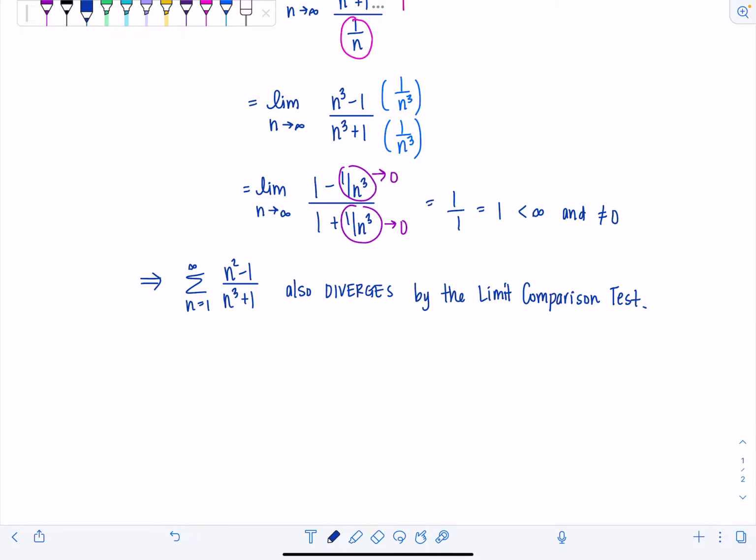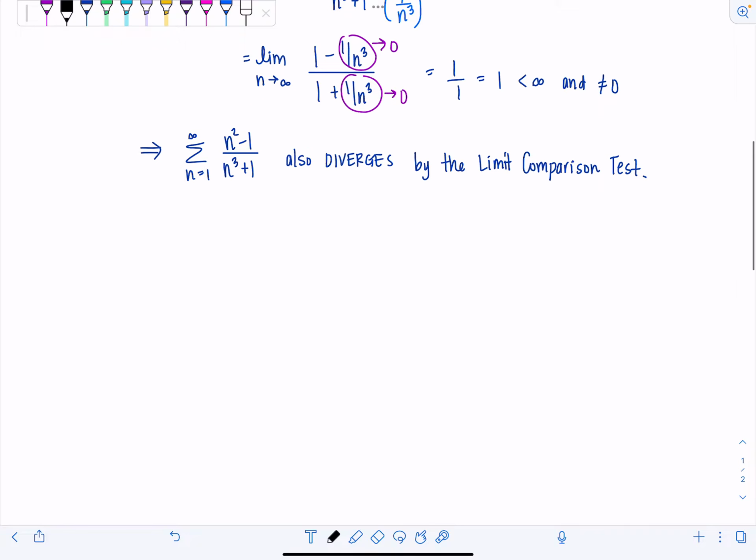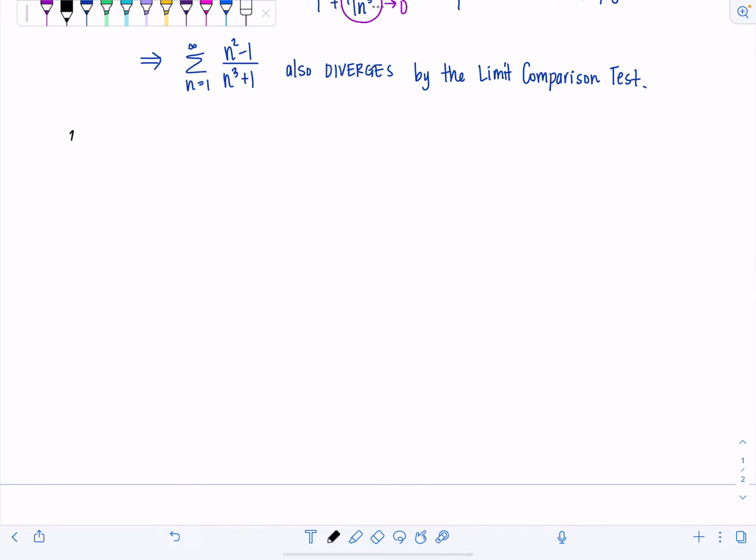Let's look at another example here. We've got the sum, n equals 1 to infinity, of (negative 1) to the n times (n squared minus 1) over (n cubed plus 1). So terms are the same as the previous example, it's just this one's alternating now.